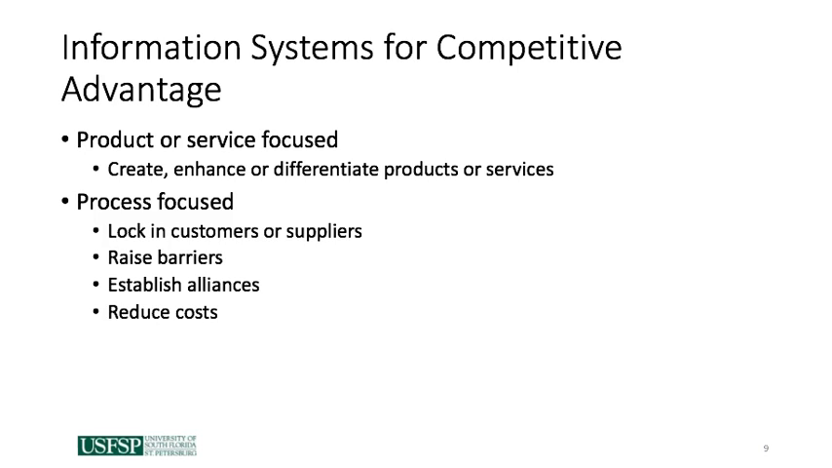On the other hand, if an organization focuses on processes, information systems can be used to lock in customers and/or suppliers, raise barriers, establish alliances, or reduce costs, and so on. For example, a large retailer like Walmart can force its suppliers to use its information systems to sell its products to Walmart, thereby locking in suppliers and reducing its own cost. The book gives other examples.